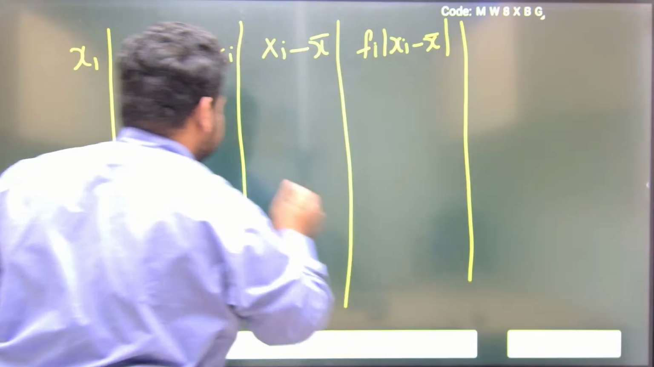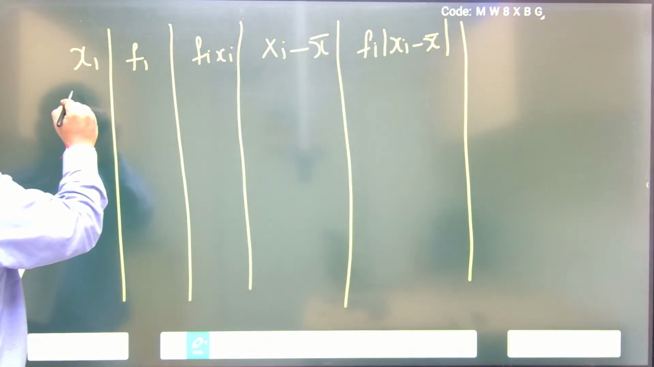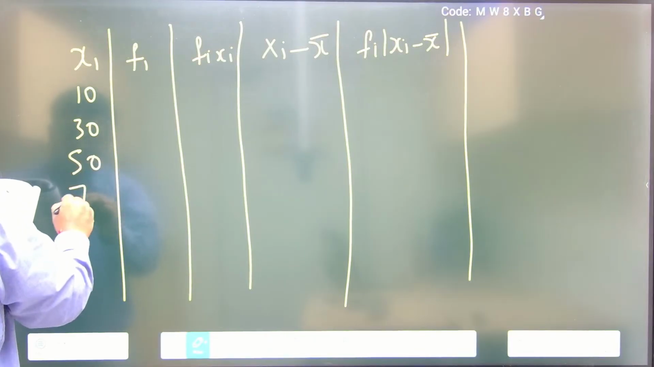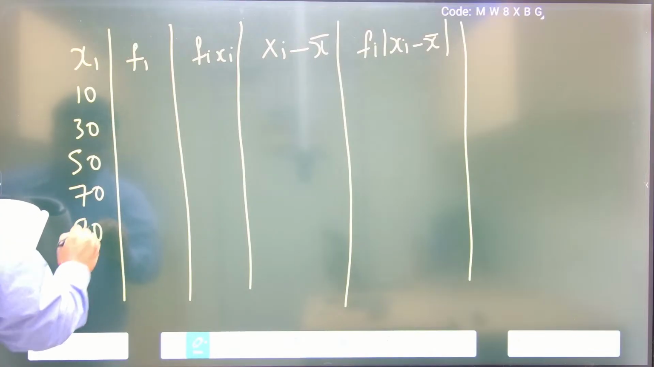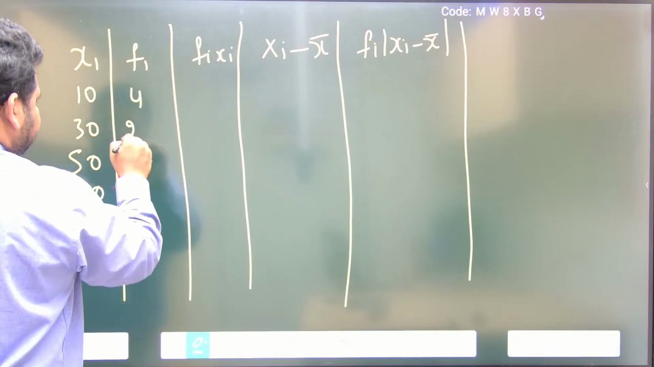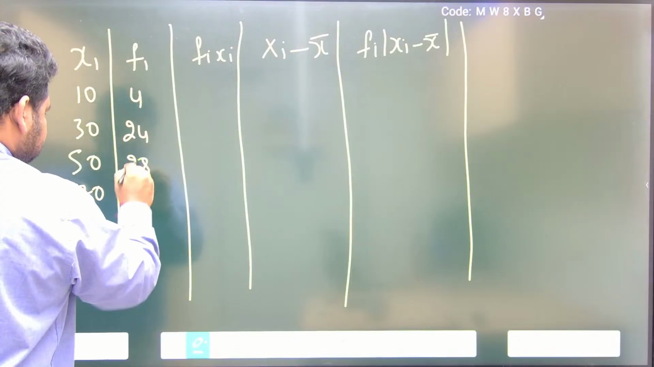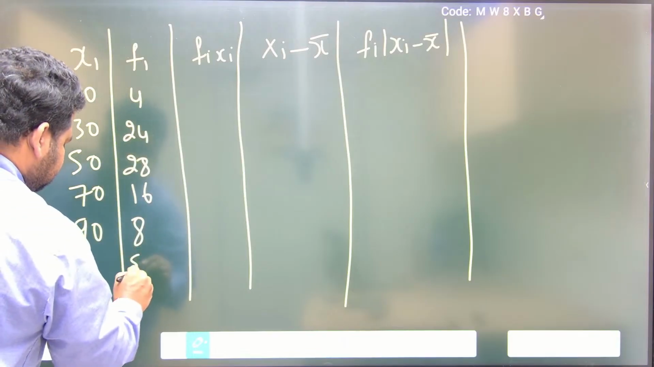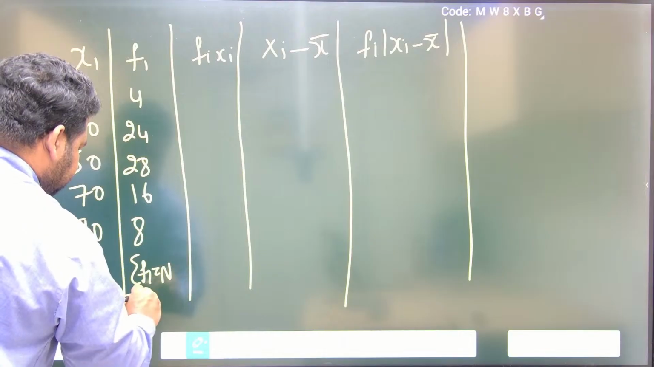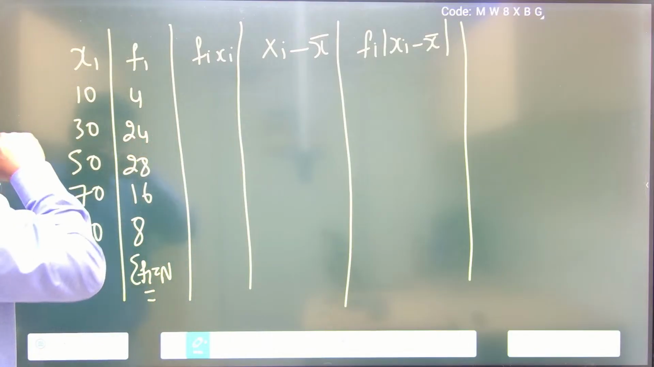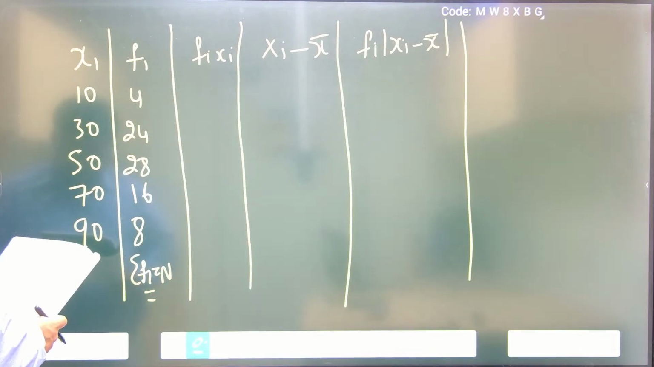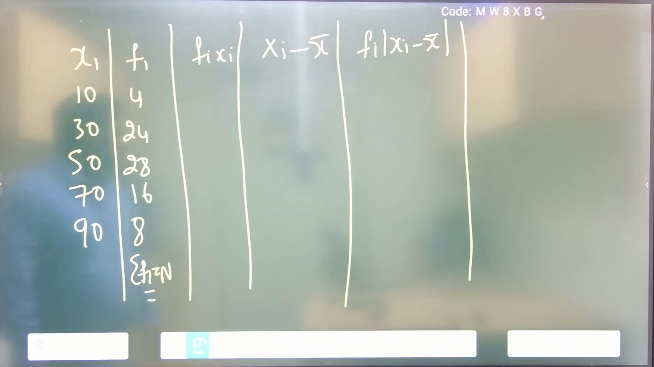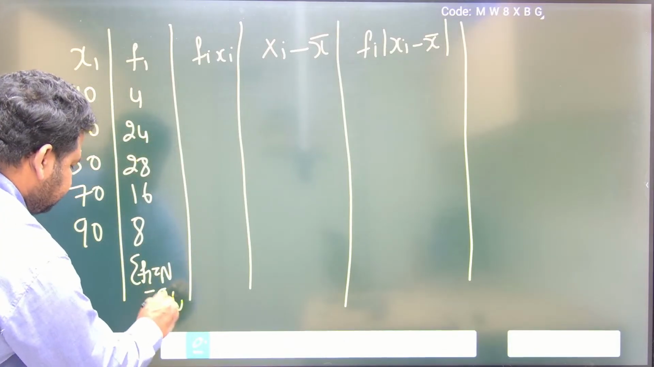Now based on this, for xi we are having 10, 30, 50, 70, 90. And what about fi? They have given 4, 24, 28, 16 and 8. If I do summation of fi, that is nothing but n. 28 plus 28 is 56, 56 plus 16 is 72, 72 plus 8 is 80. We will get it as 80.